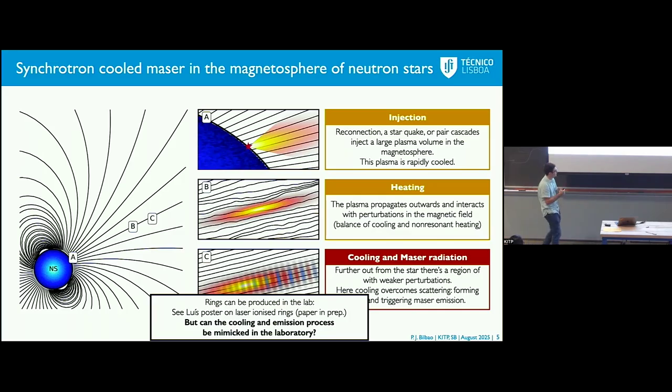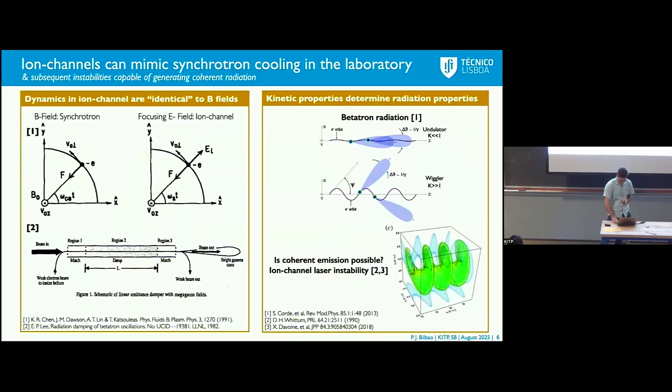But then you might be wondering, can we do the whole thing? Can we go from B to C in the laboratory? Can we have a hot plasma that cools down and produces a ring distribution that's going to undergo this kind of coherent amplification process? And the answer to that question is yes, but. And the but is that there is no magnetic field strong enough on Earth that can produce the cooling that we need in the timescales that we need for this to be important.